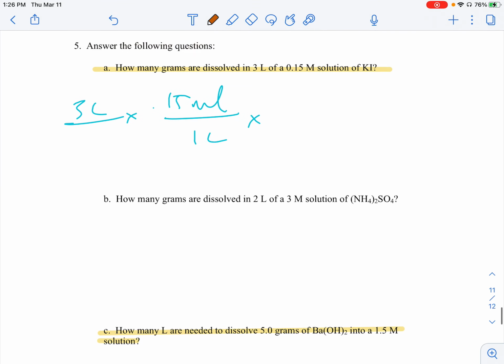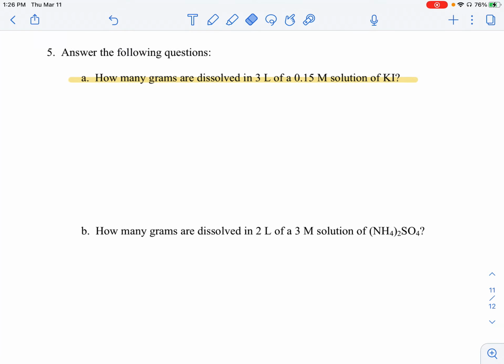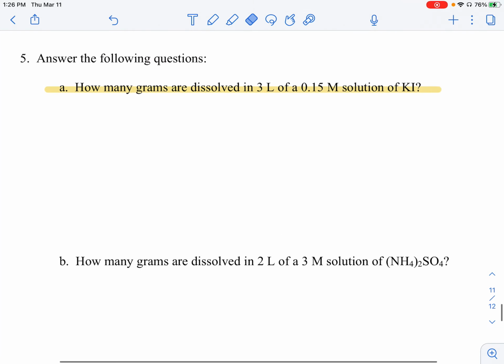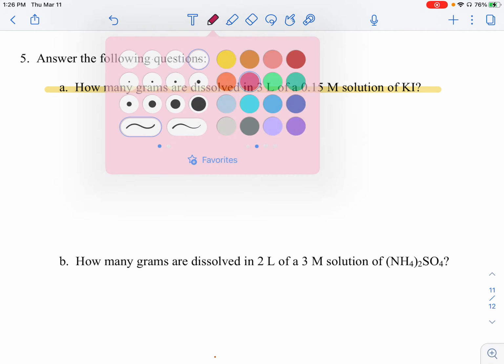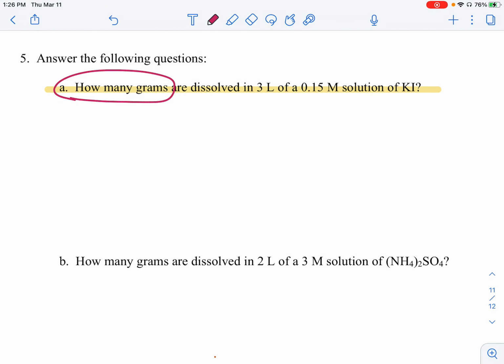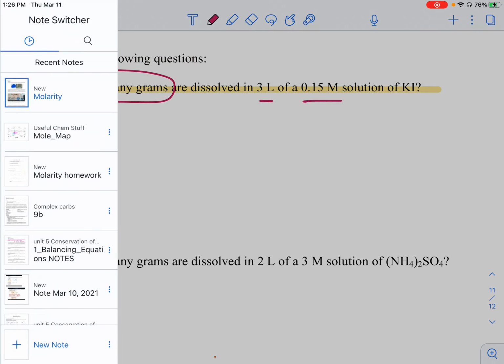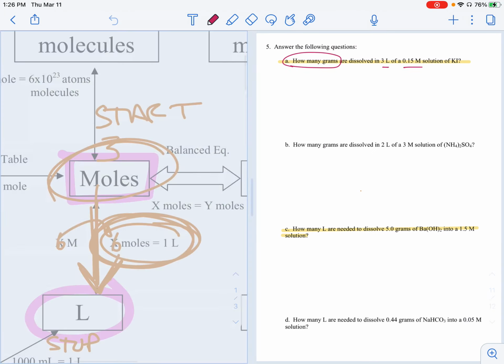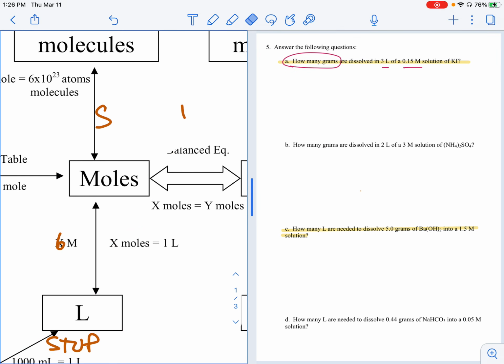Let's move on. Oh, I had a little bit of work here already. Now we're going to look at this question. How many grams, that's what I want, very ugly color, I'm going to switch it. How many grams are dissolved in 1 liter of a 1.5 molar solution of KI? So where are you starting? Where are you stopping? Let's go to our mole map. Let's clean up our mole map.